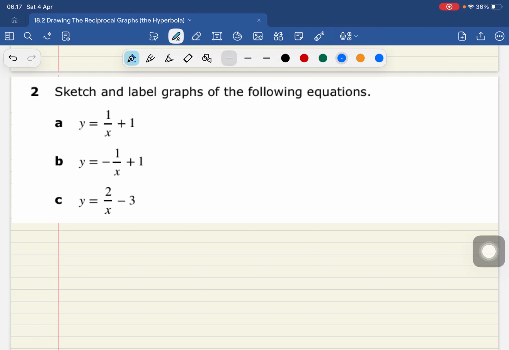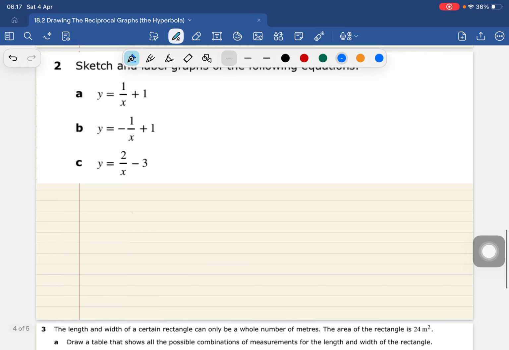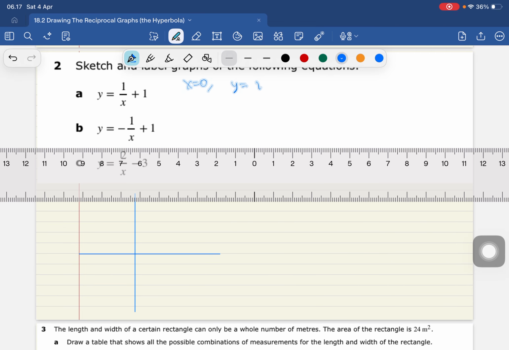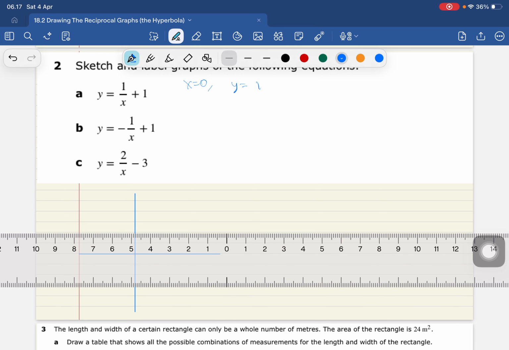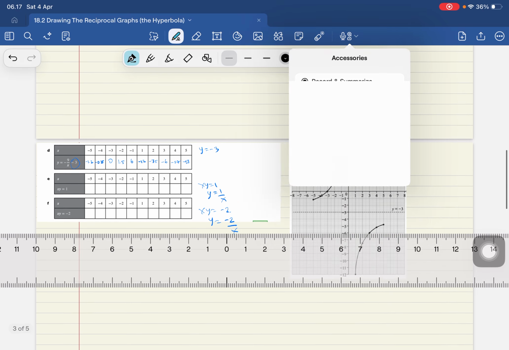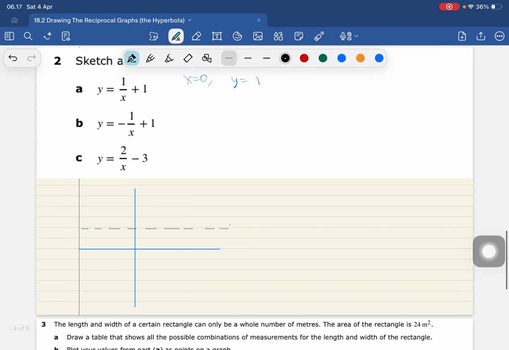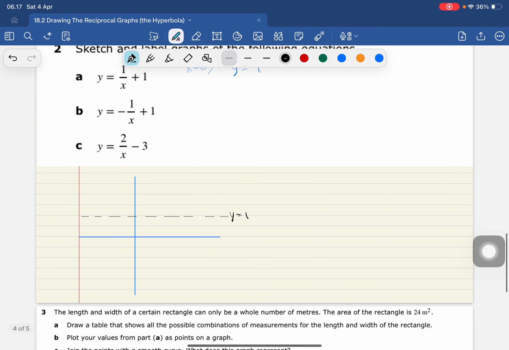Okay, let's label it A. What is the y asymptote when x equal to 0? So we got here y equal to 1. So let's say this is y equal to 1. I will make it the y asymptote, so they will never touch this line. Okay, here the asymptote line is y equal to 1.